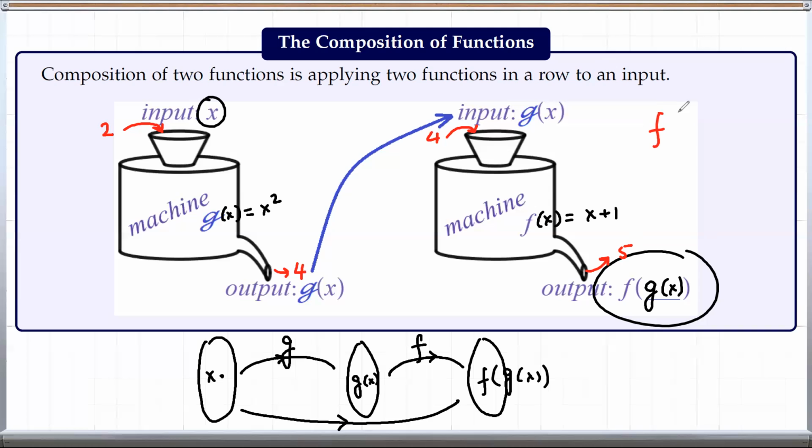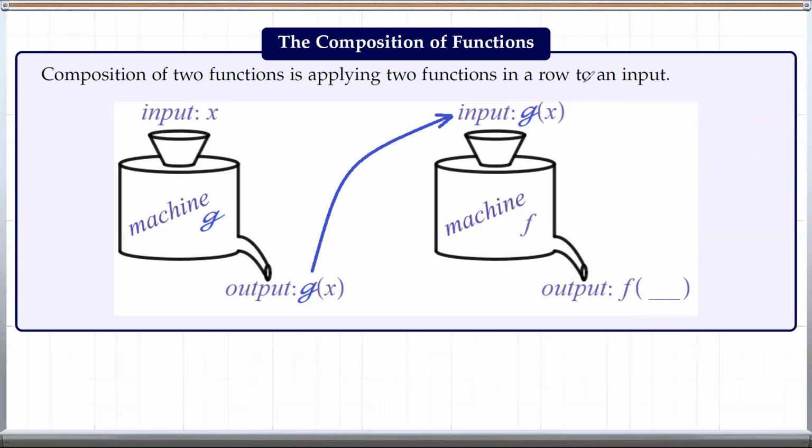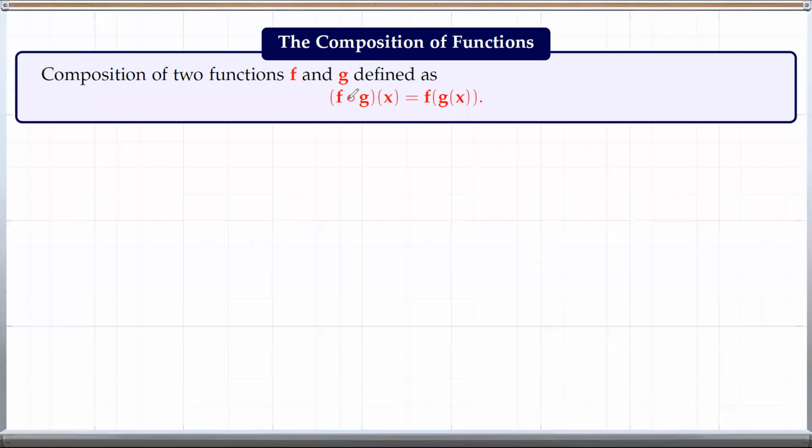So we can say f of g of 2 is 5. And this we can write as f of g of 2, which is 5. So this is the notation we use for composition of two functions. So we will put that more formally. So composition of two functions, f and g, f of g. So we read this as f of g of x is f of g of x.